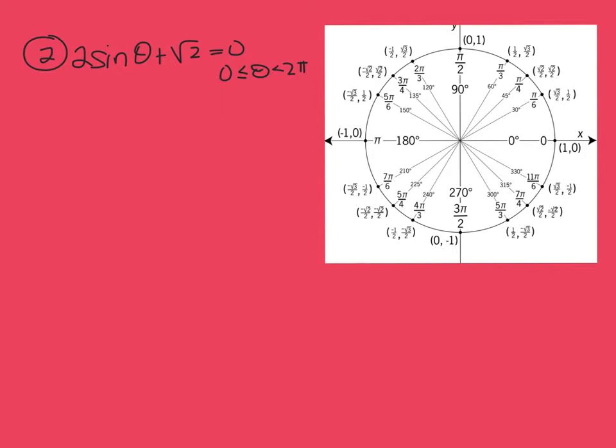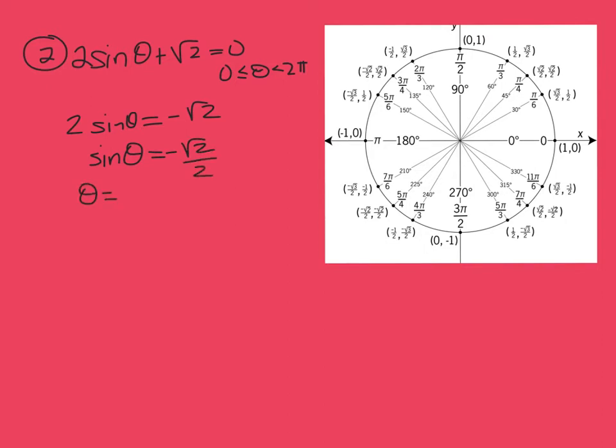So the way that you're going to solve this is the same way that you solve any other equation. You can think of that sine theta as being similar to a variable. So I'm going to move over the radical 2. I get negative radical 2 on the right side. Then I divide both sides by 2. I get sine of theta is equal to negative radical 2 over 2.